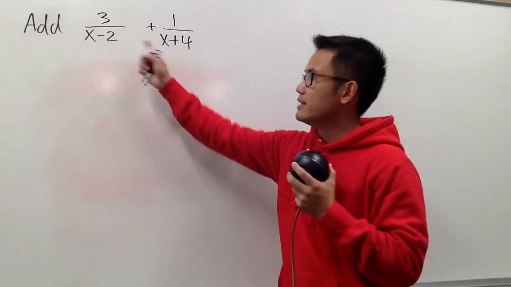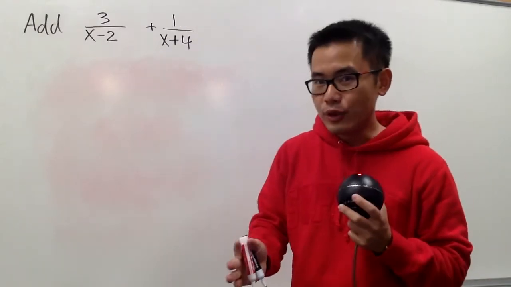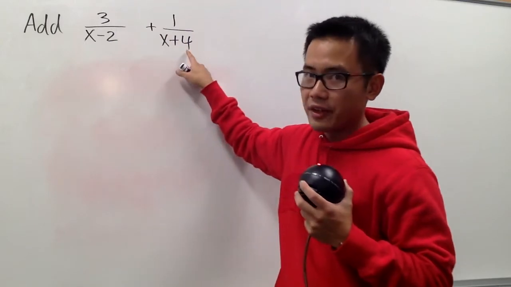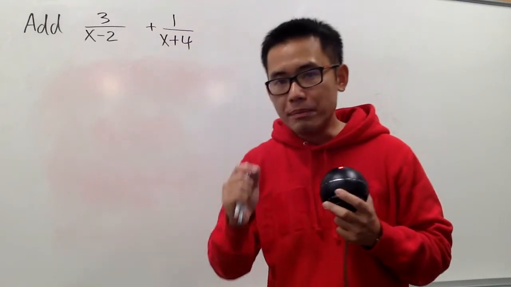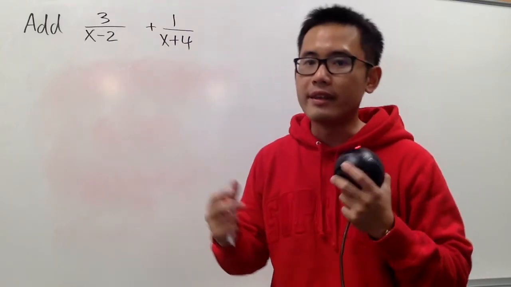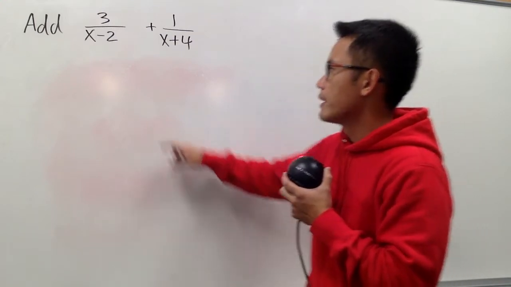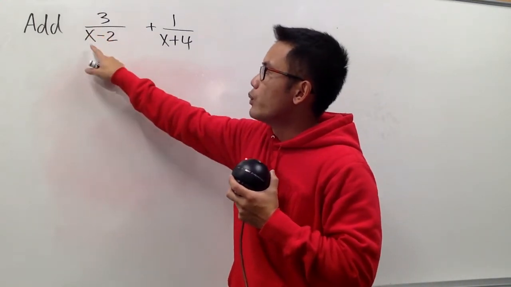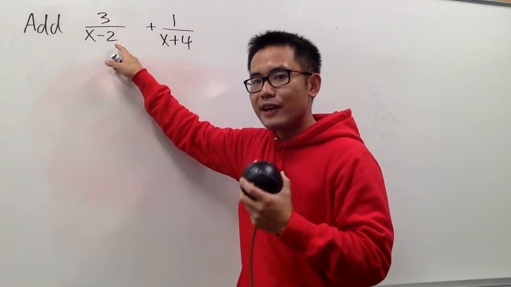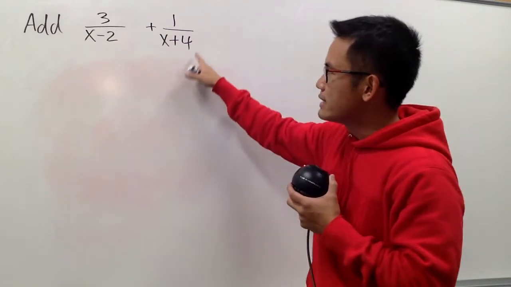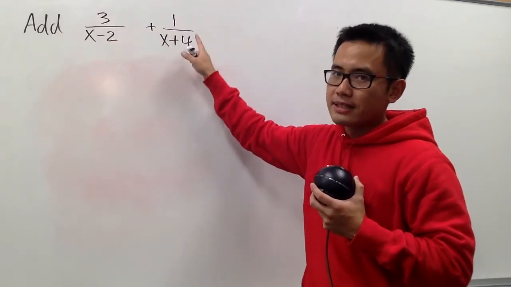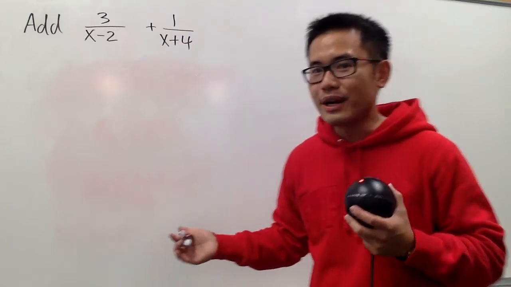Okay, we're going to add these two rational expressions, and unfortunately, the denominators are not the same yet. Remember, we must have the same denominator before we can add them up, right? So, let's see. For the first denominator here, we have x minus 2. We cannot factor anything out anymore. Likewise, for the second one, this is x plus 4. We cannot factor out anything either, right?